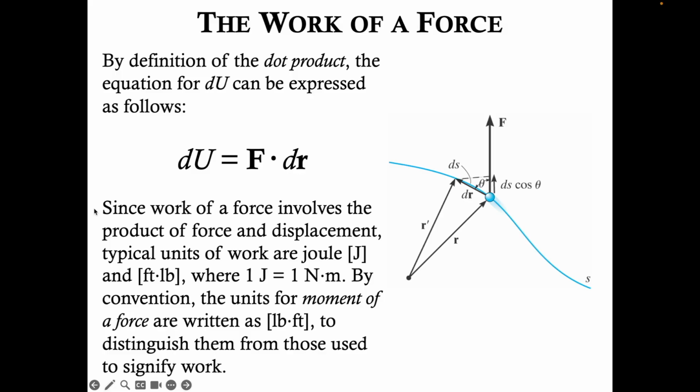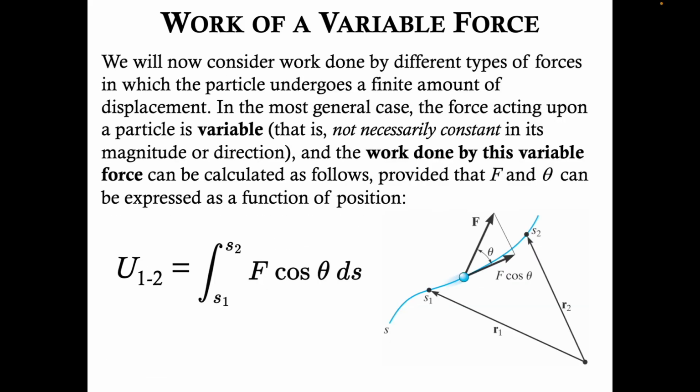Since work of a force involves the product of force and displacement, typical units of work are joule and foot-pound, where 1 joule, uppercase J, equals 1 Newton meter. In the most general case, the force acting upon a particle is variable, and the work done by this variable force can be calculated as follows, provided that F and theta can be expressed as a function of position, where U sub 1-2 equals the integral of F cosine theta ds.